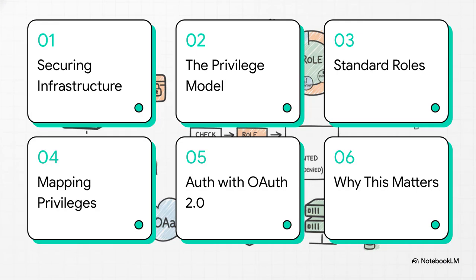So here's our game plan for this explainer. We're going to kick things off with the security challenge, then dive headfirst into Redfish's privilege model. After that, we'll get into the standard roles, see how access decisions are actually made, and then look at the secret sauce for automation, OAuth 2.0. By the end, you'll see exactly how all these pieces fit together.